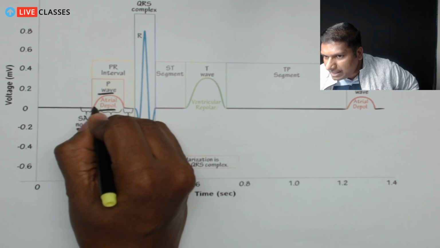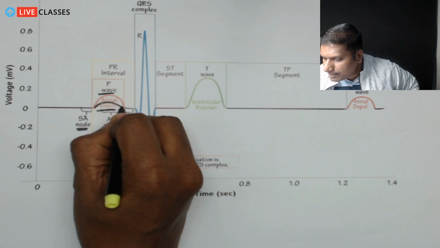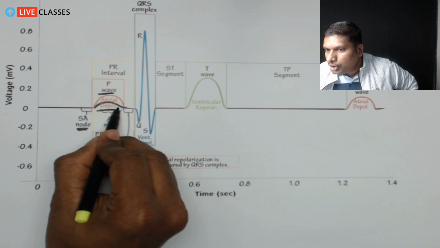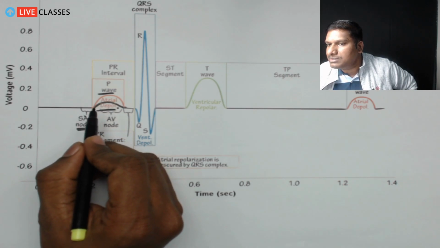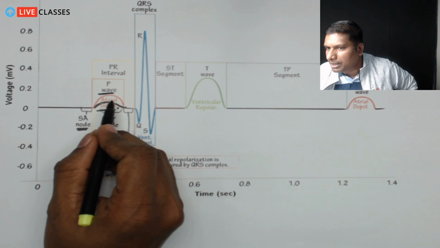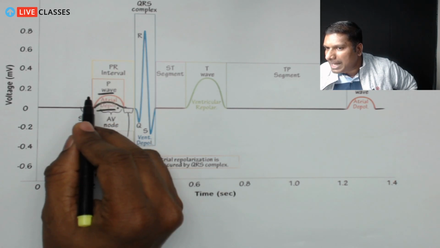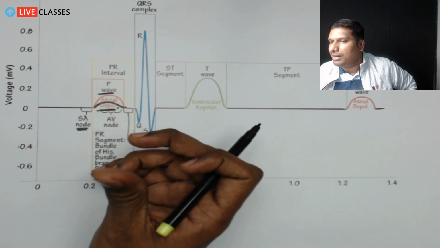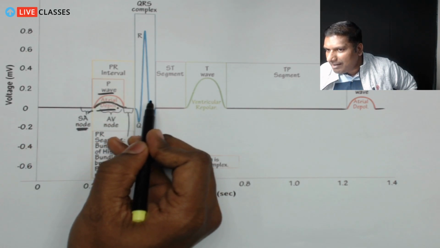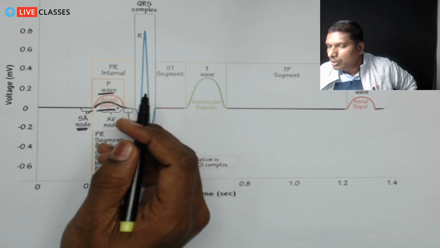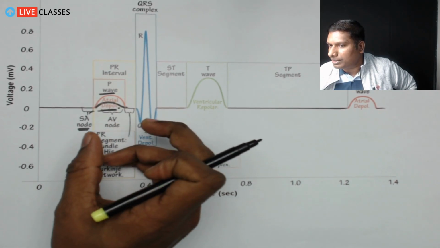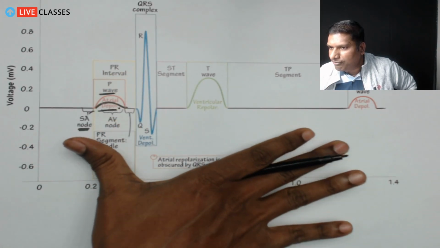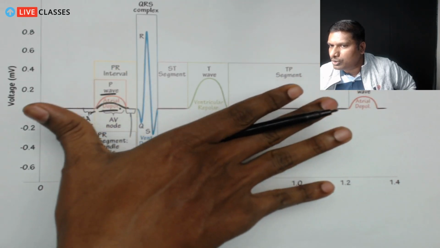So if the peak is like this, instead of being like this, that means the depolarization of the atria is not happening properly. If the depolarization of the atria is not happening properly, that means they are not contracting properly. So there's something wrong with your heart. Just by looking at this graph, you will be able to tell whether your heart is functioning properly or not. Okay, so this is a normal standard graph for a healthy human being. This is how it should actually look.